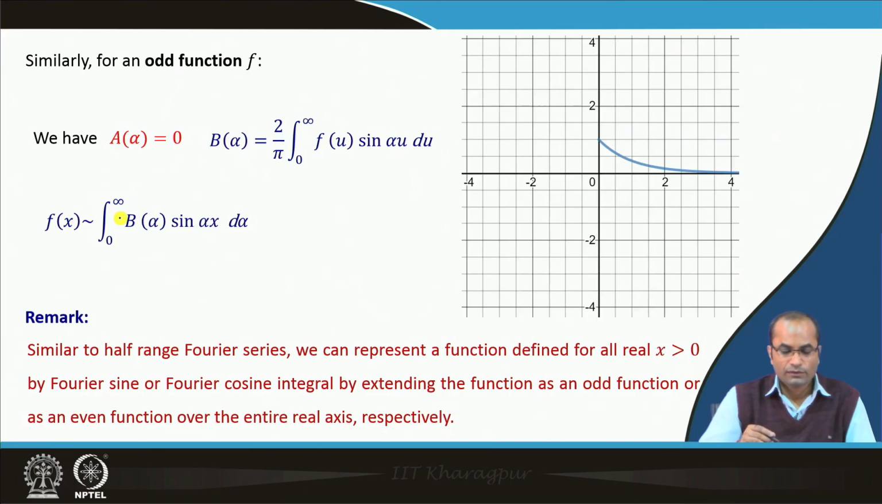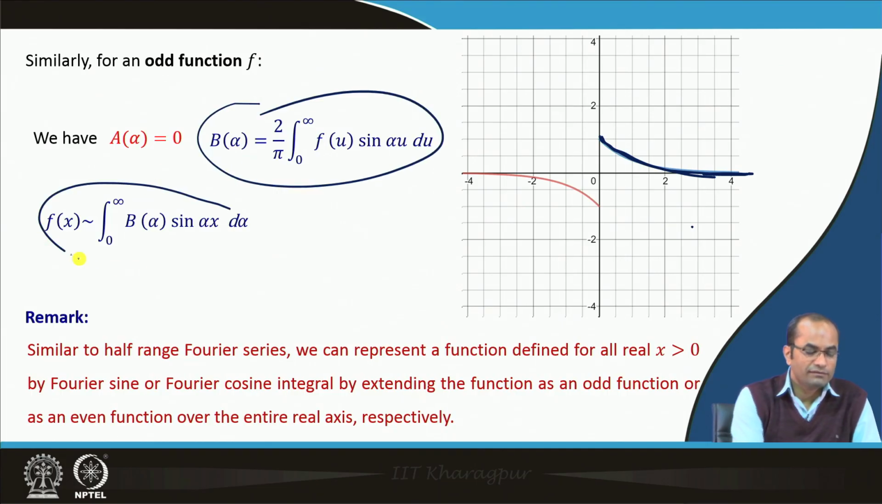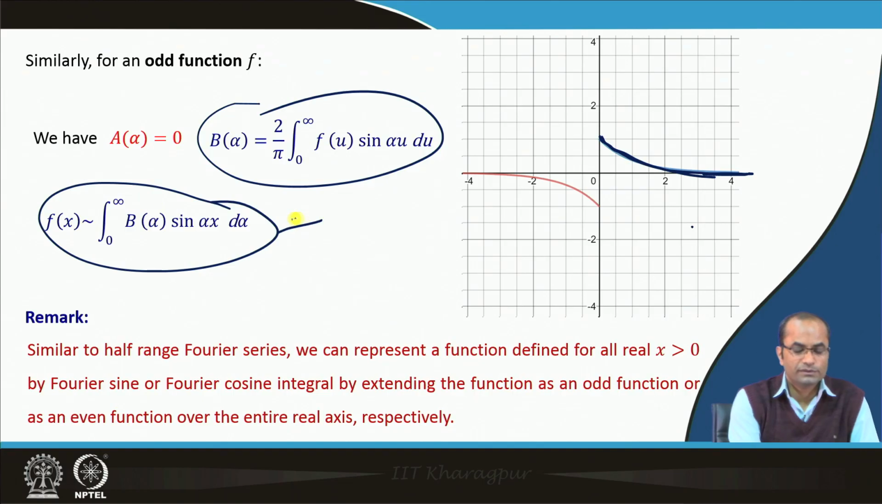So, with this idea now, let us just consider, for instance, a function defined in 0 to infinity by this curve. We have the possibility of this extending as an odd extension or an even extension. If we extend this so that in the whole real axis the function has become an odd function, then its representation will have only these b alpha terms, and then we have this simple representation.